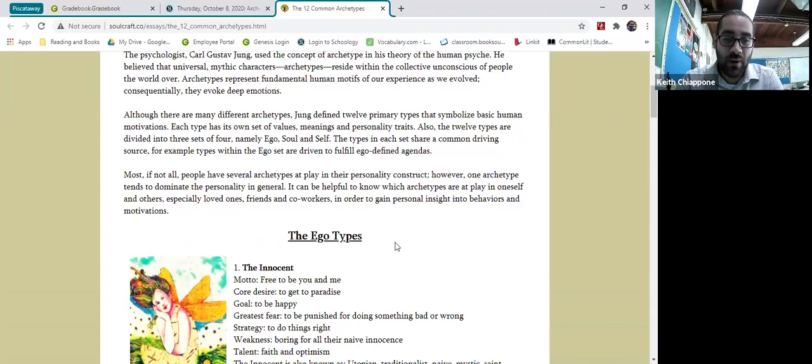One thing you want to remember is that not all characters are absolute in regards to their archetype. Some characters may be a hodgepodge of archetypes, some may be lightly one archetype. There's no character that is absolutely just one type of character.